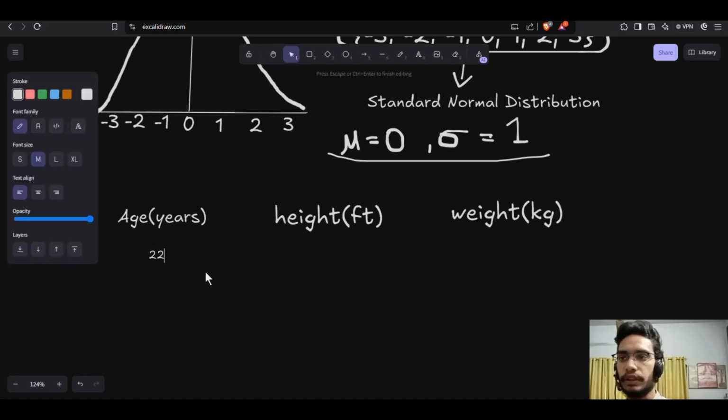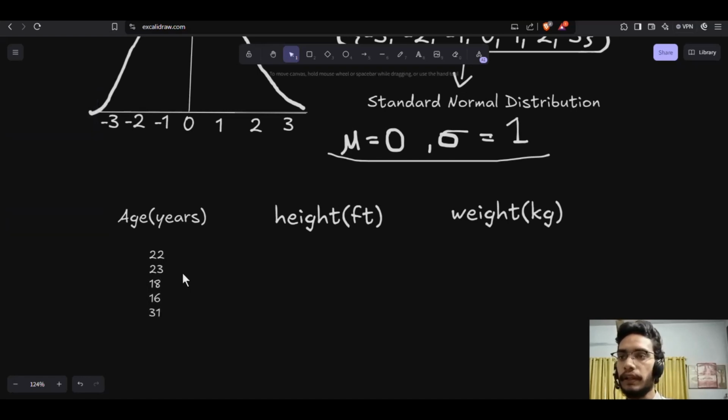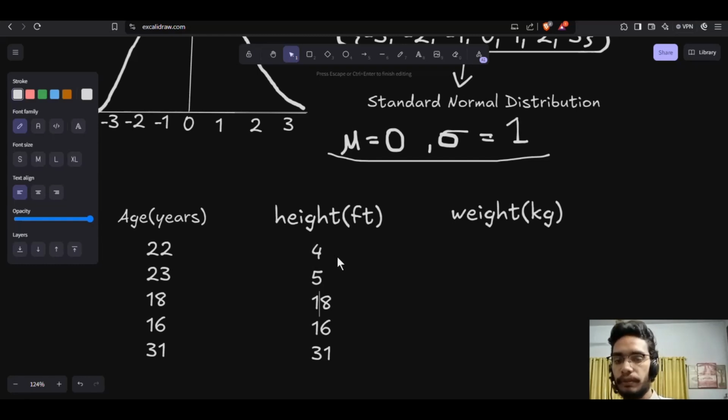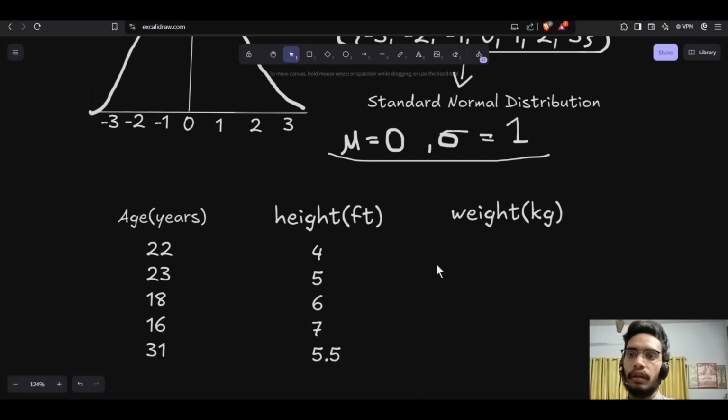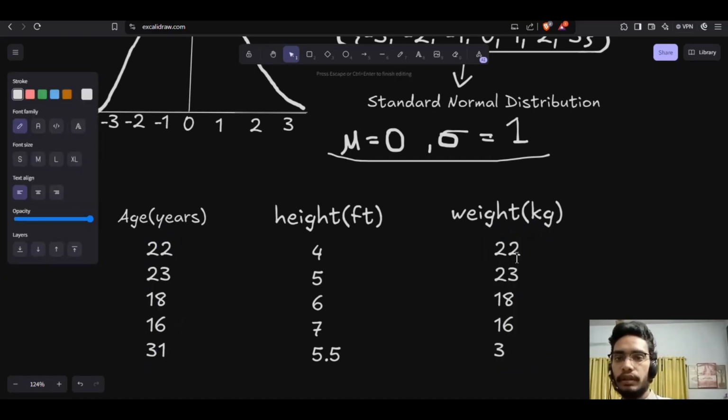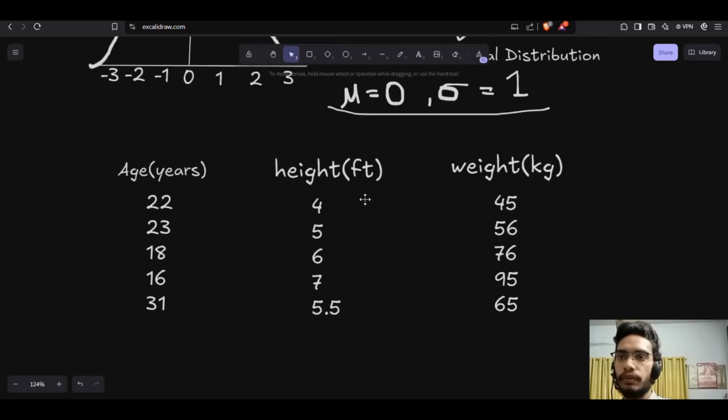And let's say I have this data. Let's say 22, 23, 18, 16, 31. So this is our data of the ages, calculated in years. Heights: let's say 4 feet, 5 feet, 6 feet, 7 feet, and also 5.5. And here I have the weight data: 65 kilos, 95 kilos, 76, 56, 45. So this is your data: age, height, and weight.